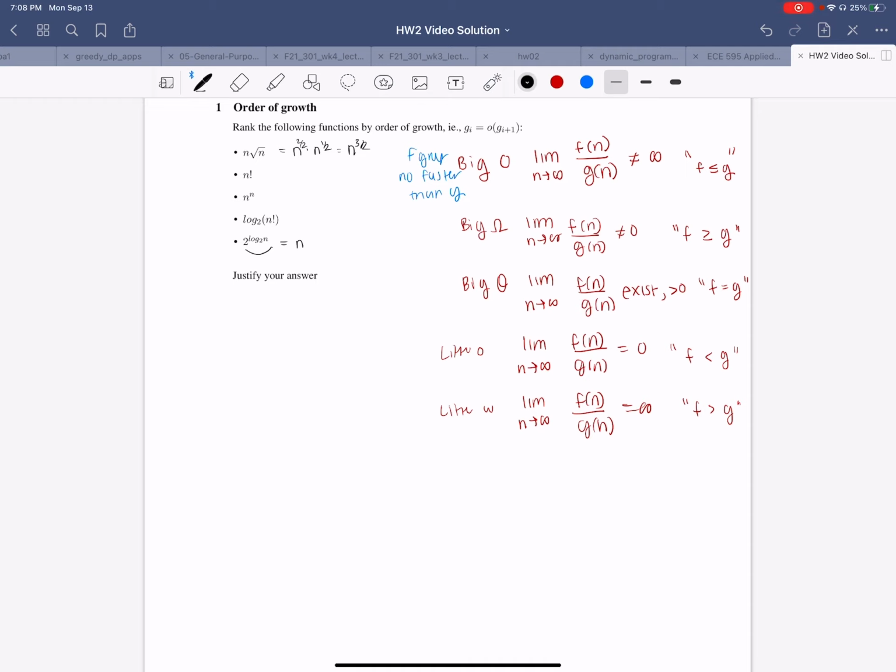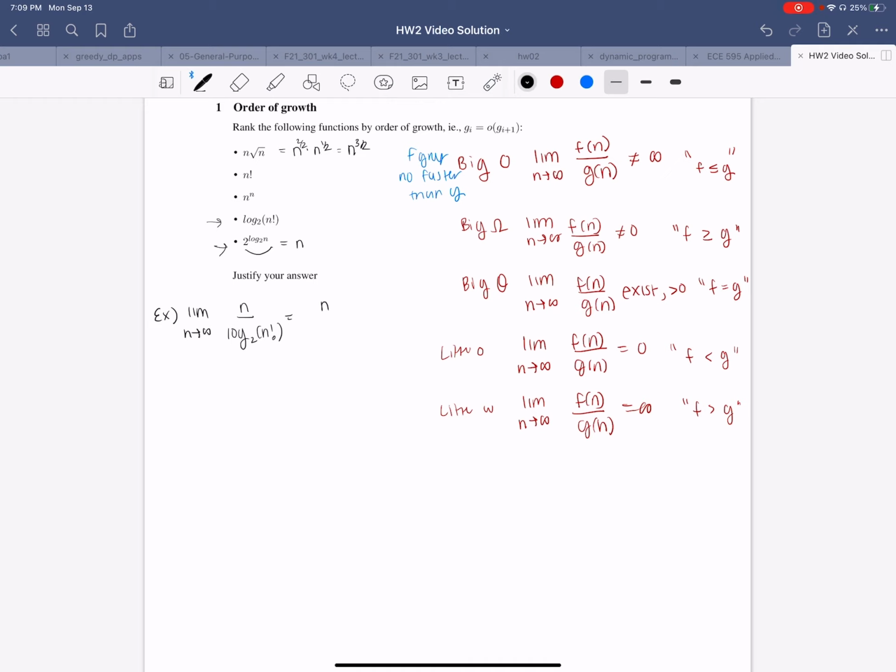And then I think the best way to approach this problem and properly justify your answer would be to take a couple of limits. So here we have the limit as n goes to infinity. And let's say that I want to compare this function and this function. So I'm just going to put n here because that's what this simplifies to, and log base 2 of n factorial.